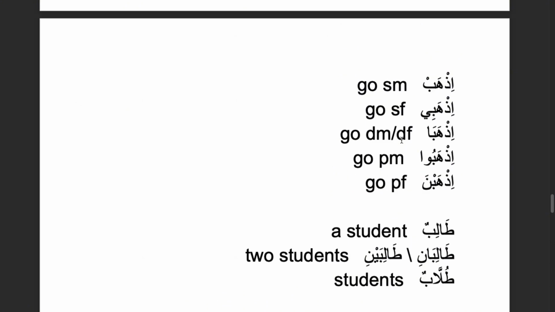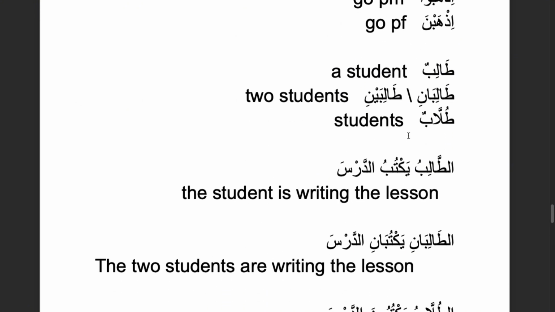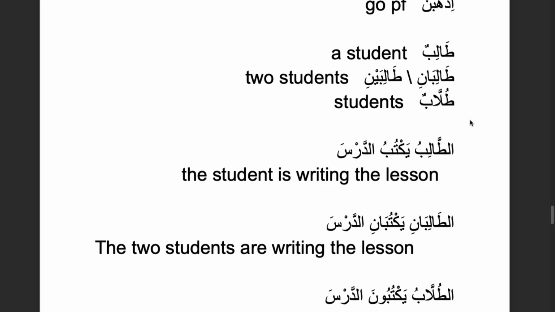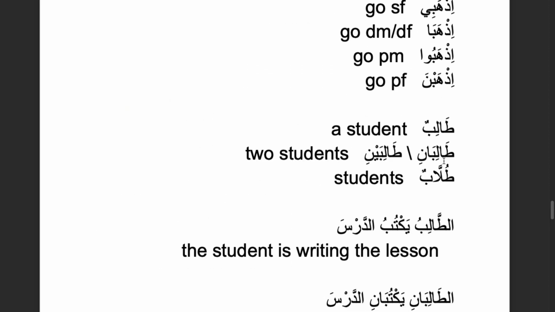Okay. Here we have the singular, the dual, and the plural, because we're going to start putting these with some verbs and see what happens. So, talib is the singular, that's a student.